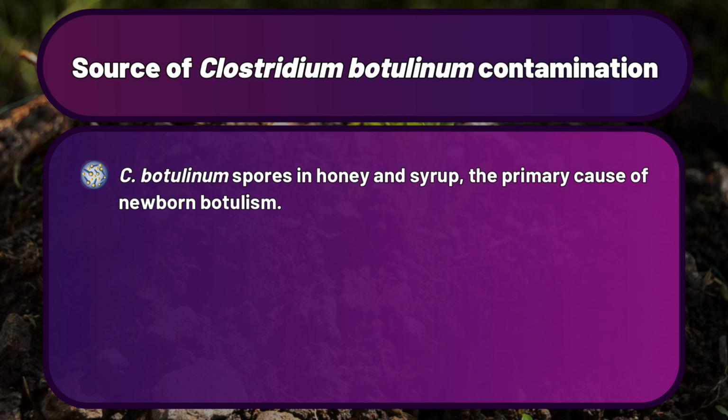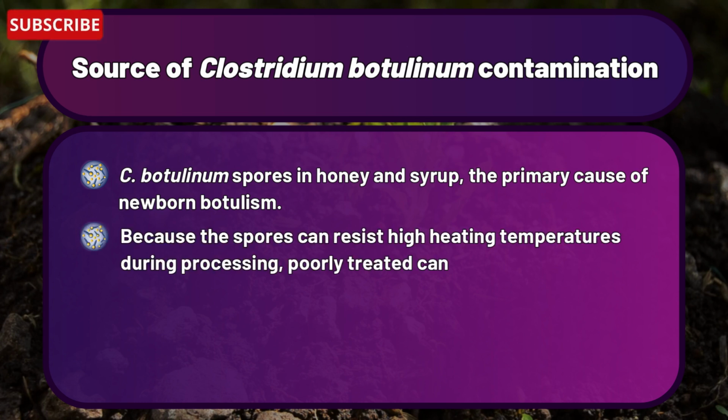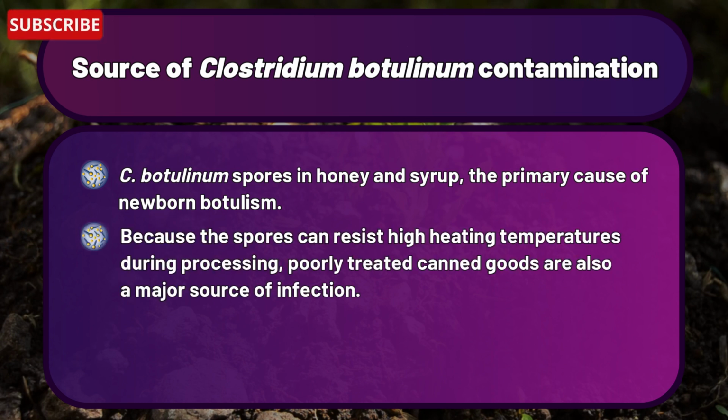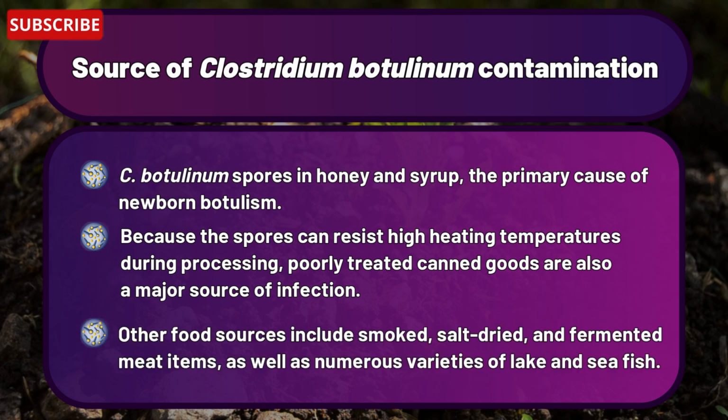Clostridium botulinum spores in honey and syrup are the primary cause of newborn botulism. Because the spores can resist high heating temperatures during processing, poorly treated canned foods are also a major source of infection. Other food sources include smoked, salt-dried, and fermented meat items, as well as numerous varieties of lake and sea fish.